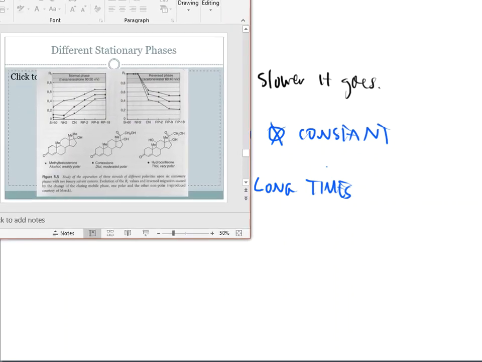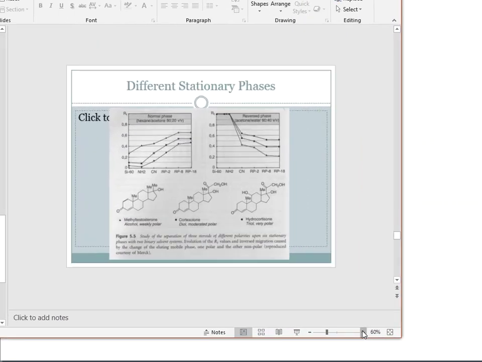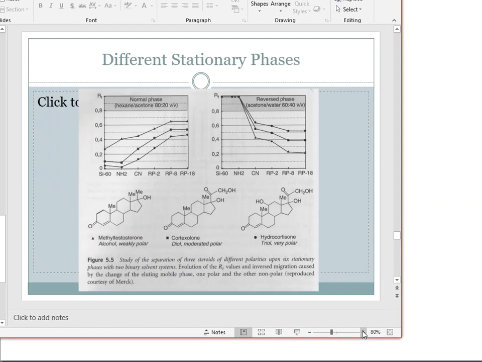Another slide that I want to show you is this one. And this is just kind of symbolic of a traditional TLC plate and what happens as we change the stationary phase and the mobile phases up. So what you're seeing here in the graph up here at the very top, this is called normal phase and this is called reverse phase.